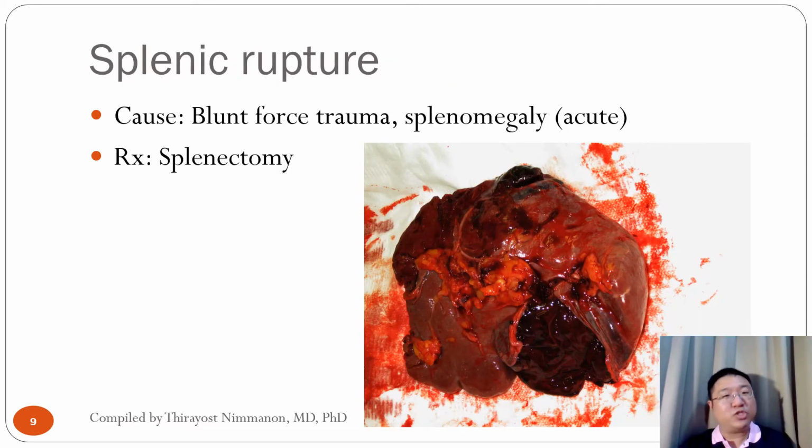Splenic rupture is one common condition in those who have blunt force trauma. When there is splenic rupture, the main treatment is splenectomy. And sometimes the rupture results from acute enlargement of the spleen, in acute splenic congestion or acute splenomegaly.